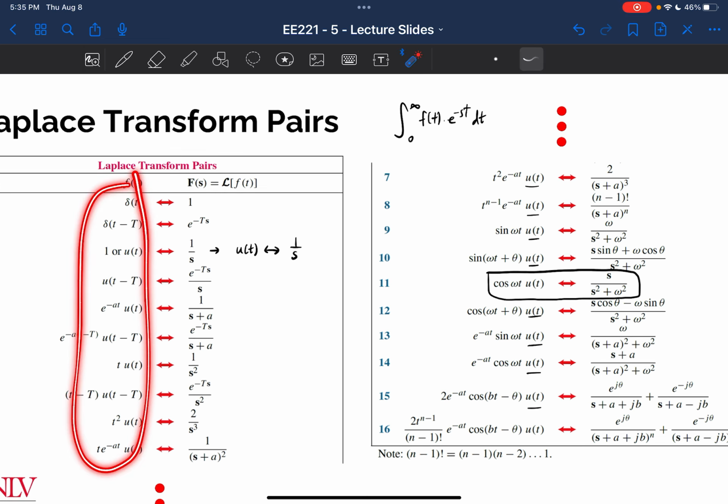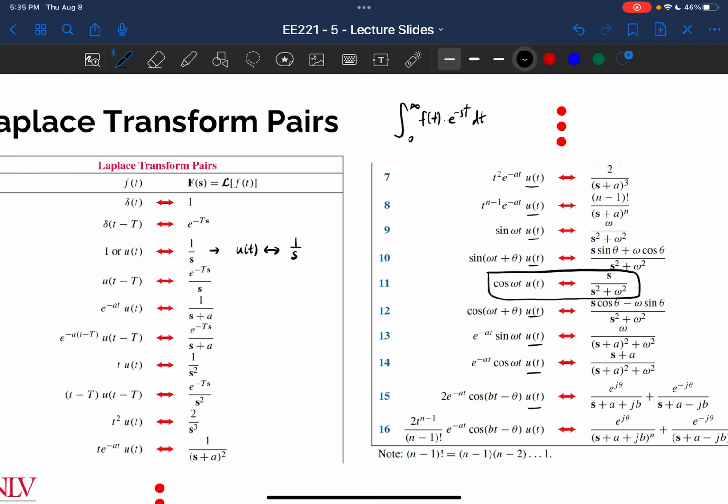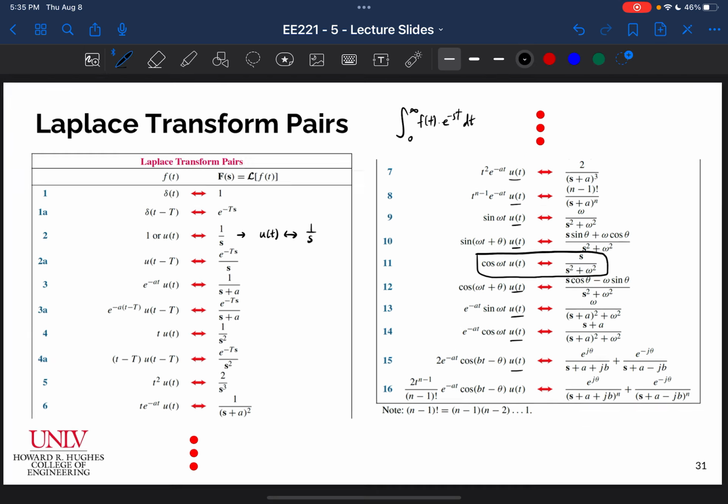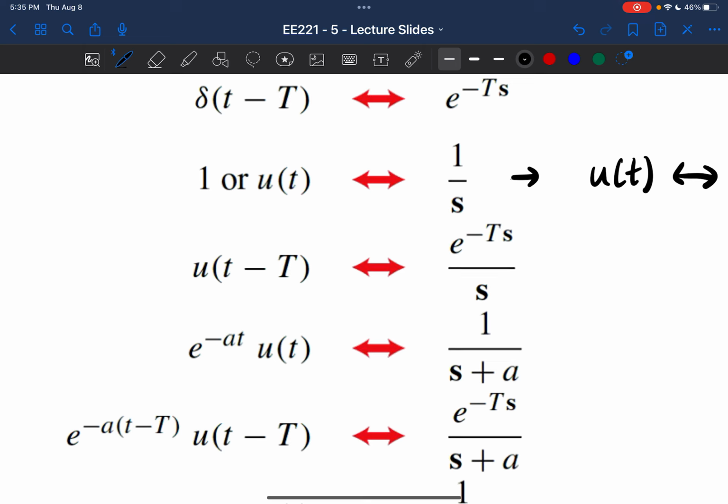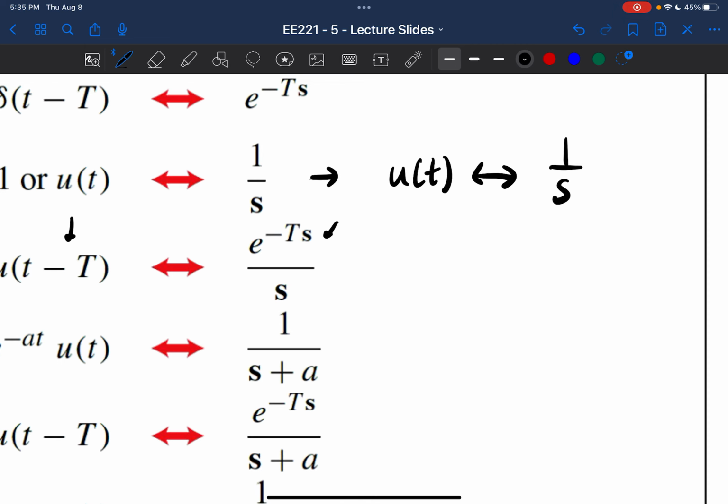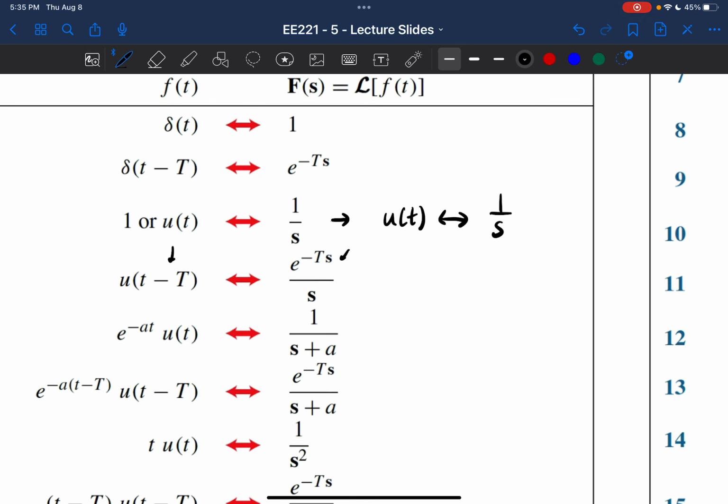We can kind of see some of the properties come to life. If you remember correctly, we talked about time shifting. So if we go look back at time shifting, it said if I shift by a factor of t in the time domain, I end up multiplying by a factor of e to the minus st in the s domain. So here, u of t is 1 over s, but u of t minus t is 1 over s multiplied by e to the minus t times s, right? So that we can see the time shift property come into play here.